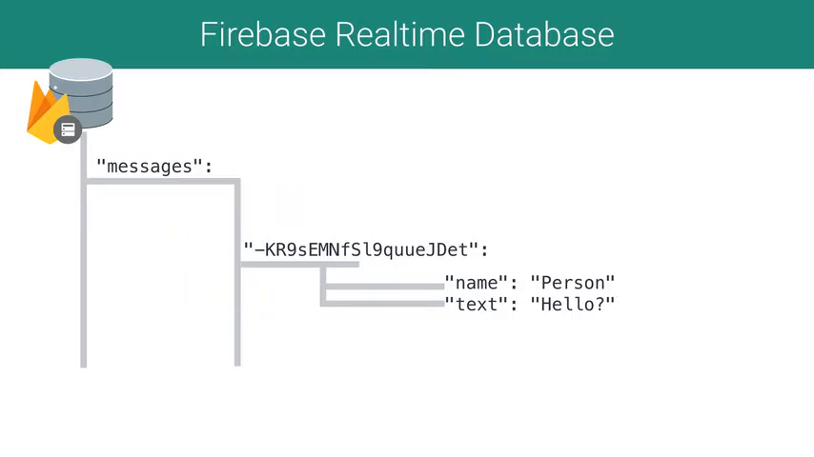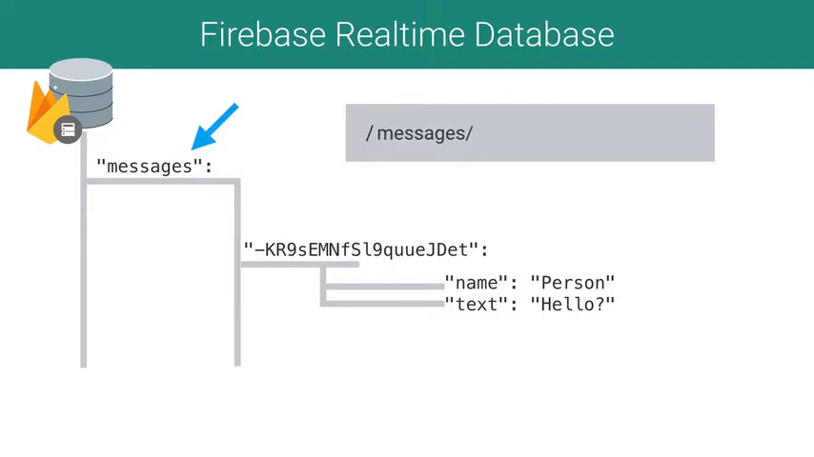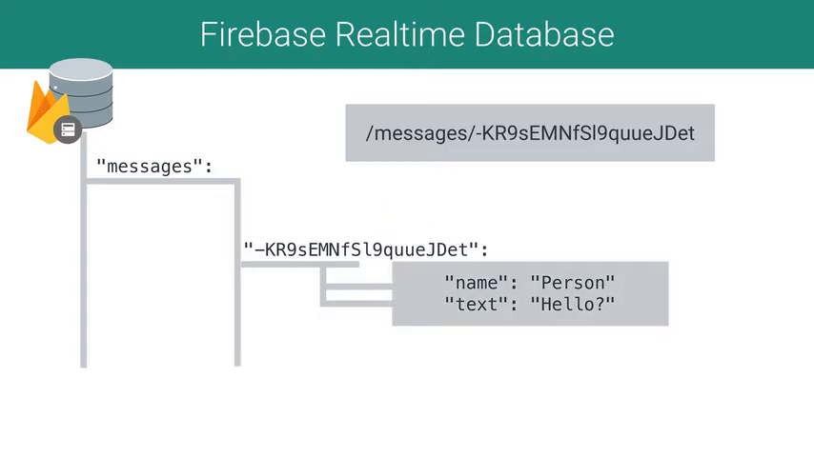We can refer to a specific part of the database with a path. A path looks just like URLs on the web, or like the path to a file on your computer's file system. A full path starts with a /, which means that it starts at the root of the database. And then each following path segment is a key that walks us down the tree, child by child. The path we see here refers to a specific chat message. In this case, the node is an object with two key value pairs: name, person, and text, hello.